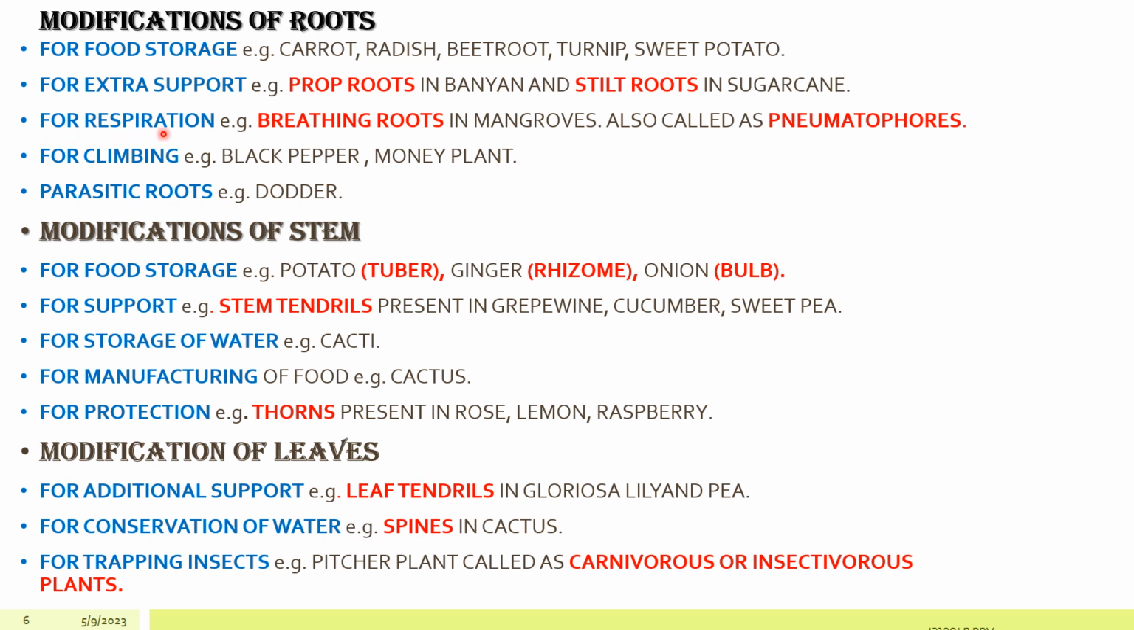Sometimes the root performs the function of respiration, breathing. इनको हम breathing roots भी बोलते हैं mangroves में. These are also known as pneumatophores. Very important. तो आप इसका जो है स्पेलिंग भी अच्छे से लर्न कीजिएगा.